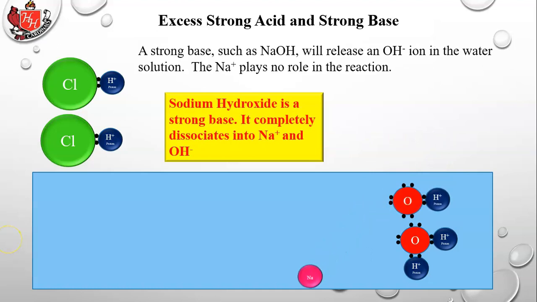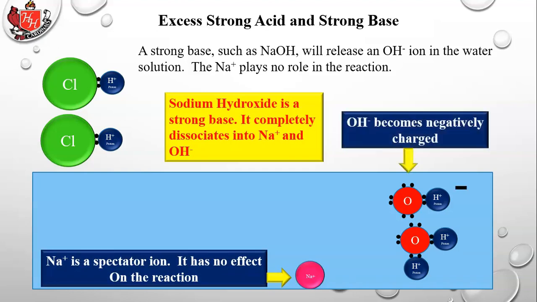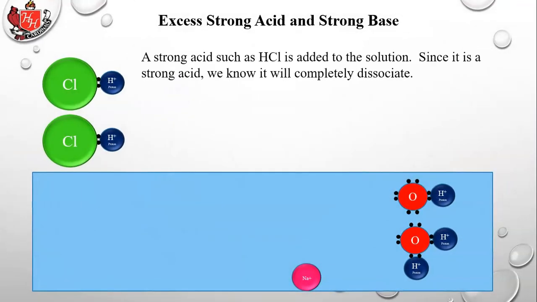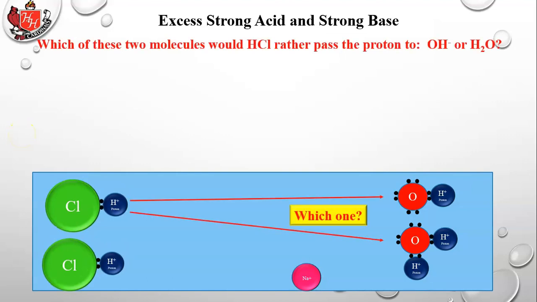Okay, your solubility rules tell you that sodium is going to dissociate or break away from anything it's attached to. So the Na+ is a spectator ion. It has no effect on the reaction. And the OH- becomes negatively charged. A strong acid such as HCl is added to the solution. Since it is a strong acid, we know it will completely dissociate. HCl will completely dissociate to both the hydroxide ion and the water molecule 100% of the time. So which of the two molecules would the hydrochloric acid rather pass the proton to, OH- or H2O?